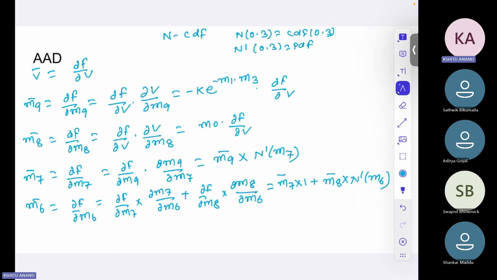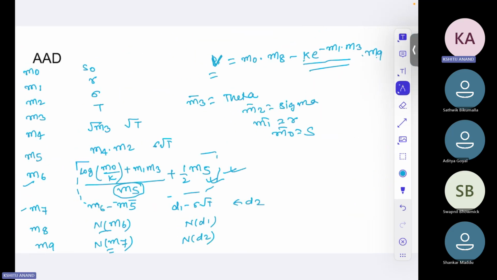Now, for the coding purpose, let me tell you how you will proceed. So first of all, this is the usual flow. You will start with finding M0, M1, M2, M3, M4, M5, M6, M7, M8, M9, and V. All will have numerical value, because you have the numerical value with you. You will be assuming something for S0, R, sigma, T, and K actually.